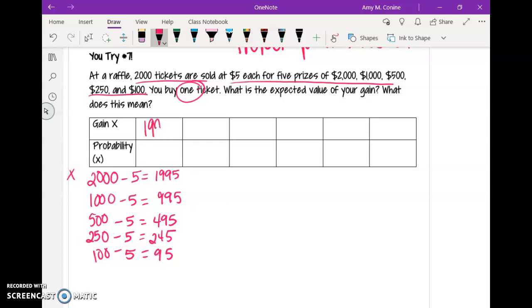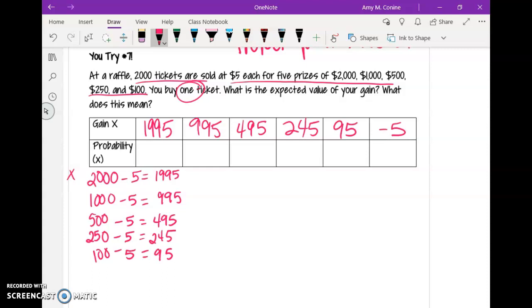So the 1,995, the 995, we're just going to fill in these boxes. And then we have an extra box at the end. If you remember, that's if we lose. So -$5, we're out $5. We spent $5 and we do not win anything. So we do not get that back.